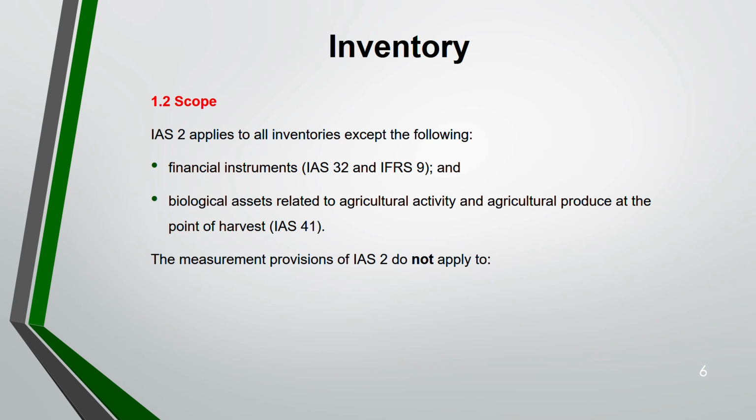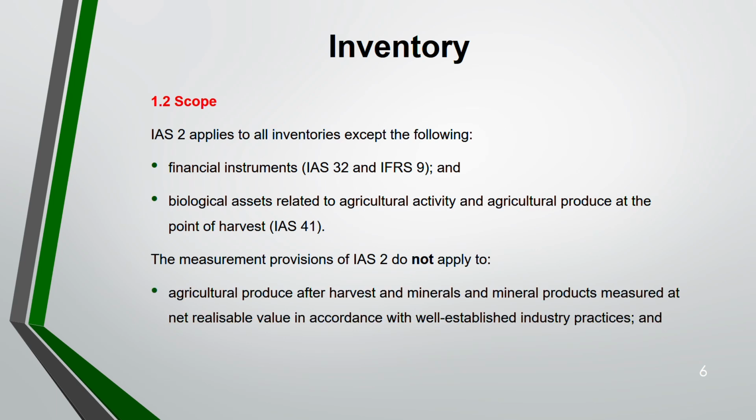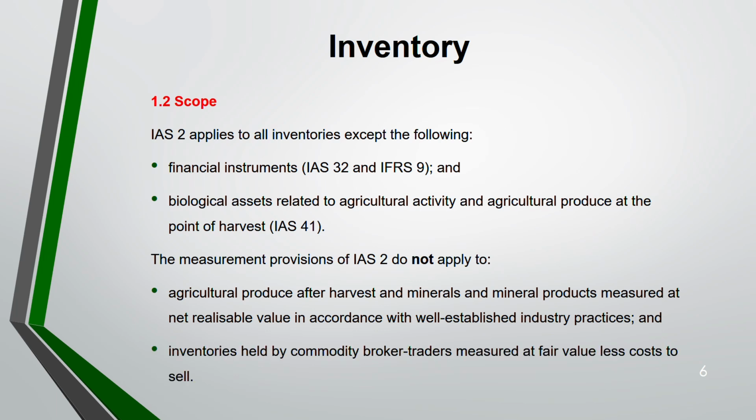The measurement provisions of IAS 2 do not apply to agricultural produce after harvest and minerals and mineral products, measured at net realizable value in accordance with well-established industry practice. And inventories held by commodity broker-traders are measured at fair value less cost to sell. These two items we do not apply IAS 2 for measuring.